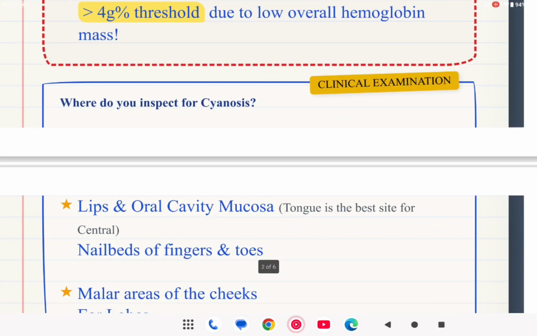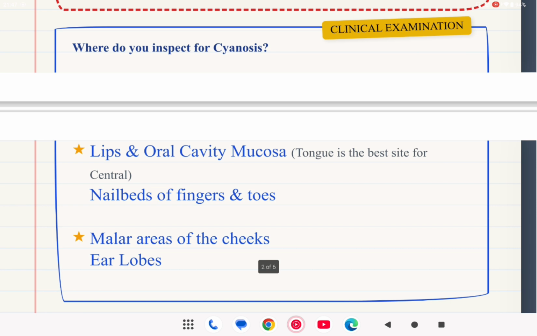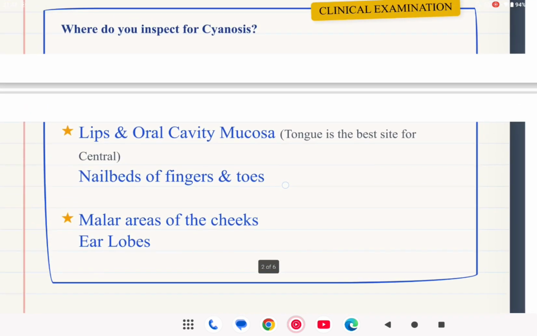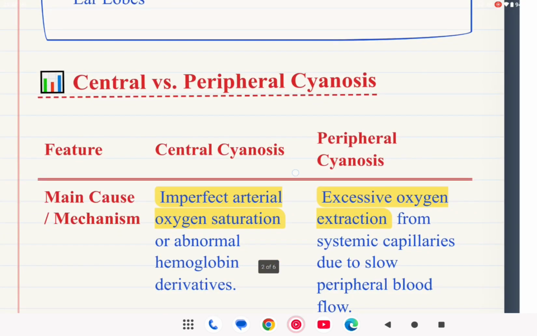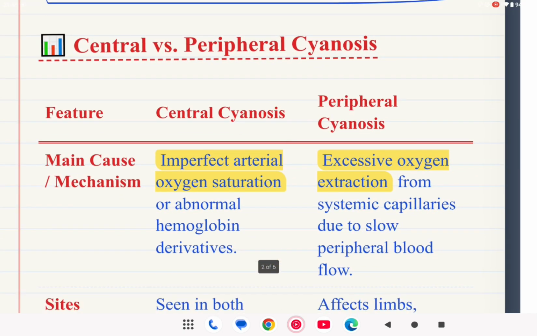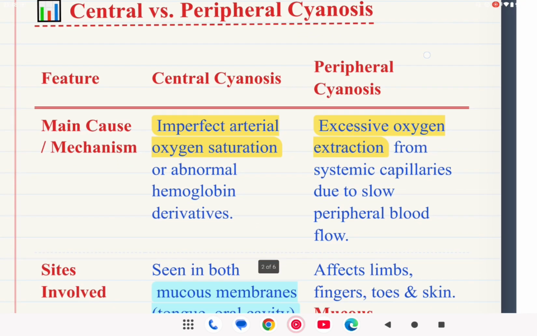Now, where do you inspect for cyanosis? Most commonly, the lips and oral cavity mucosa, where the tongue is the best site for central cyanosis, and the nail beds of the fingers and toes. Apart from that, the malar areas of the cheeks and the earlobes are also common sites for inspection for cyanosis. Then we have two types of cyanosis, central cyanosis and peripheral cyanosis.